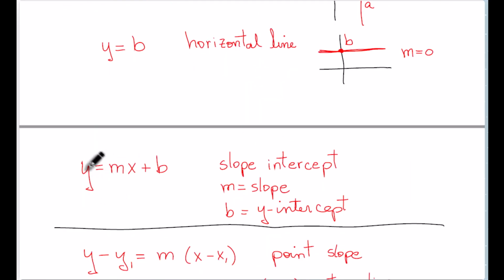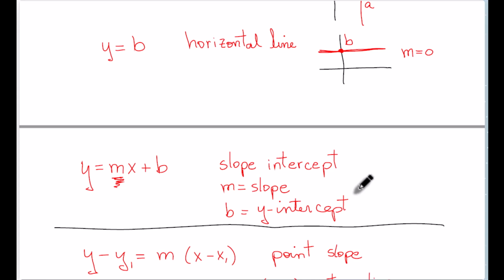If I've got an x and a y, then this is slope-intercept form. M, the number in front of the x, is the slope of your line. So positive is up, negative is down, 0 is perfectly flat. B is where the line is crossing the y-intercept.